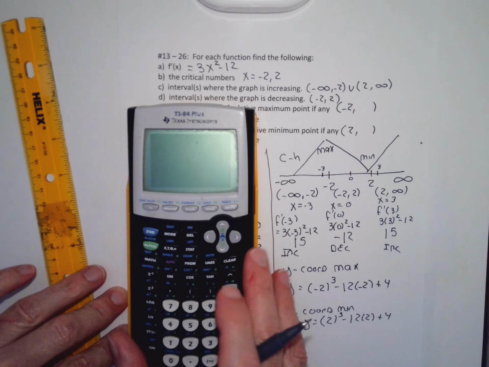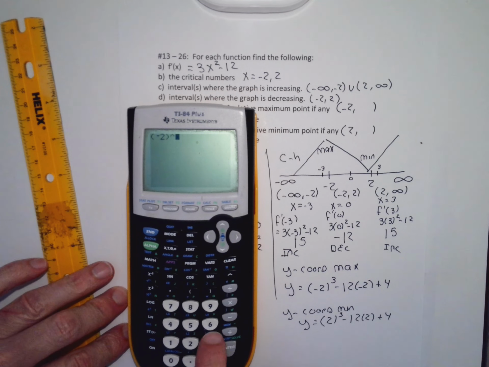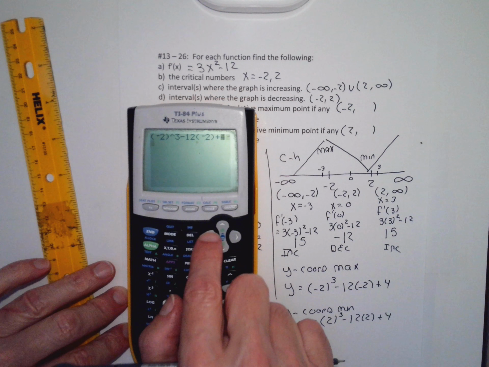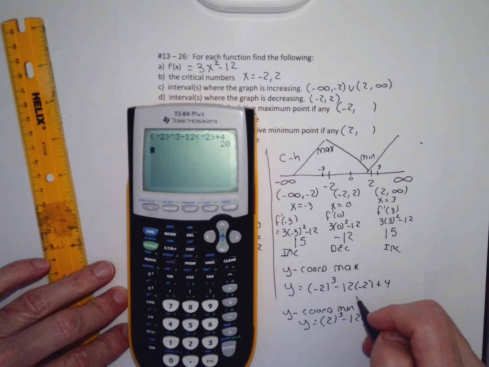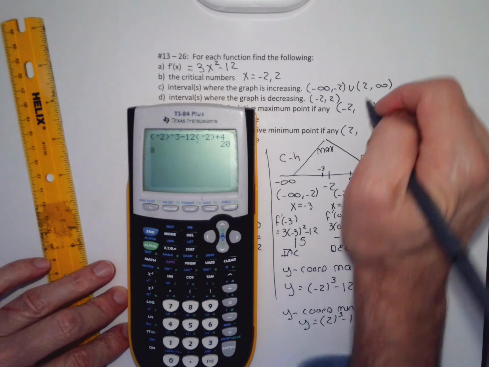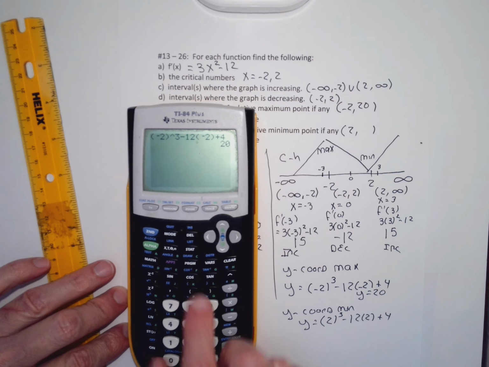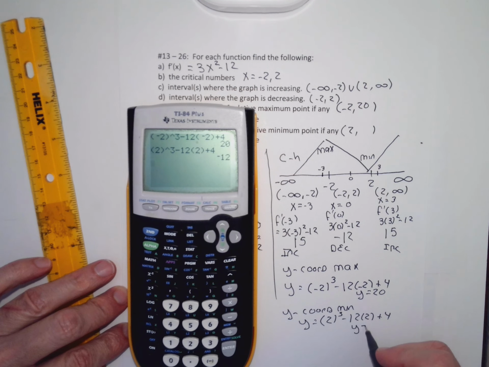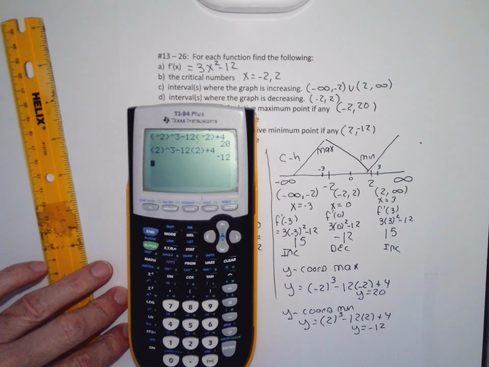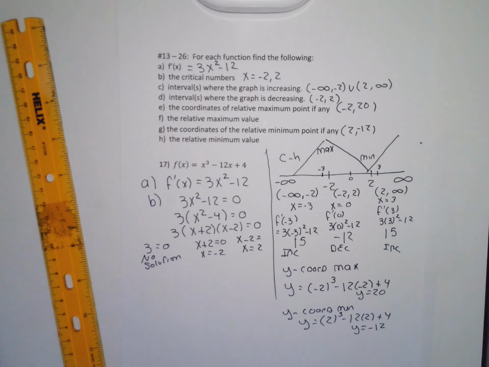So for the max, it's -2 cubed minus 12 times -2 plus 4. And I get 20. So the max is the point -2, +20. And then for the y coordinate of the min, 2 cubed minus 12 times 2 plus 4. The y coordinate of the min, if I haven't made a button pressing error, which can easily happen, is -12. So I have everything done except the part where I just split the max and split the min to do the maximum and minimum value.